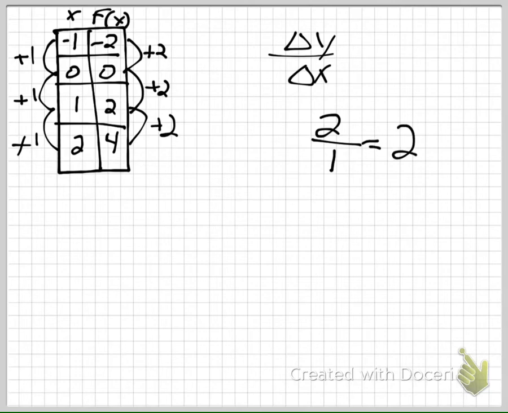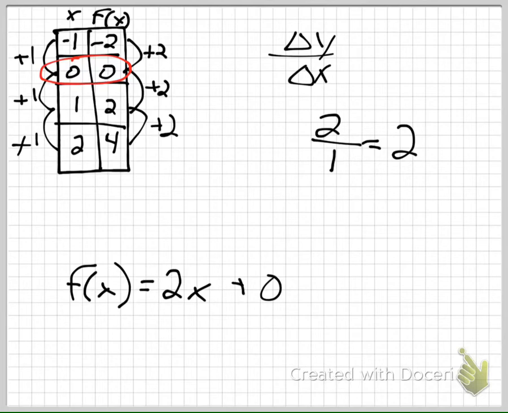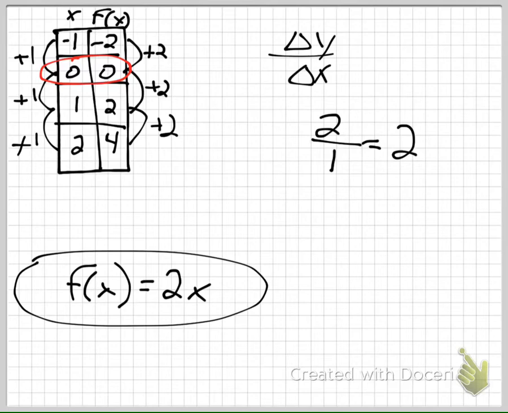So let's start writing our rule then. F of x equals, what do I put? 2x. We have to put the x there because it's whatever comes in front of the x. And now I have to go, okay, what is the b? Where does it cross the y? Where it crosses the y is when x is 0. So you go up here to where x is 0. When x is 0, y is 0. So then I could put plus 0. Is that important? No. So then there is our rule. F of x equals 2x. Does that make sense? Okay.